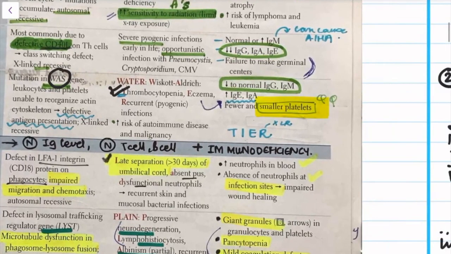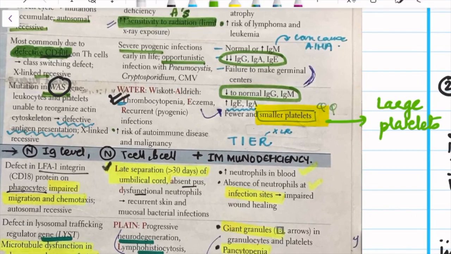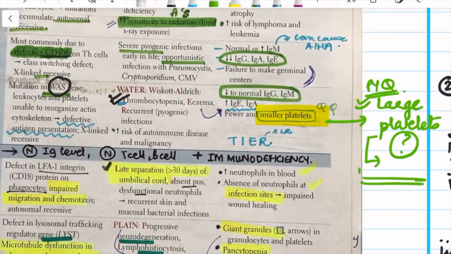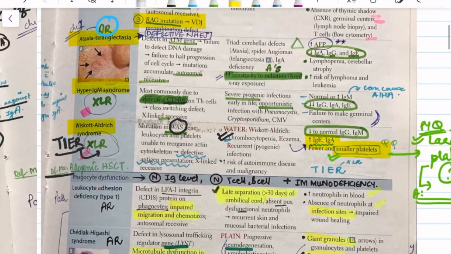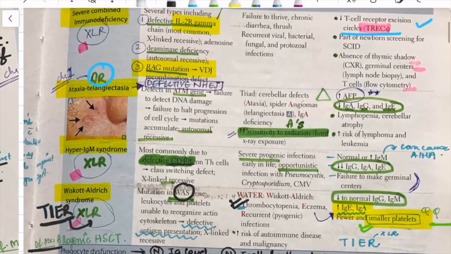And another important point, where do you find large platelets? This is also a question. So let me know in the comments the answer to this. So here, small platelets found here, and here you have to remember that there will be increased IgE and IgA. Okay, so we'll figure out how to remember this. So there's a TIRE mnemonic and WASP gene. Next is A. A is Ataxia-Telangiectasia.